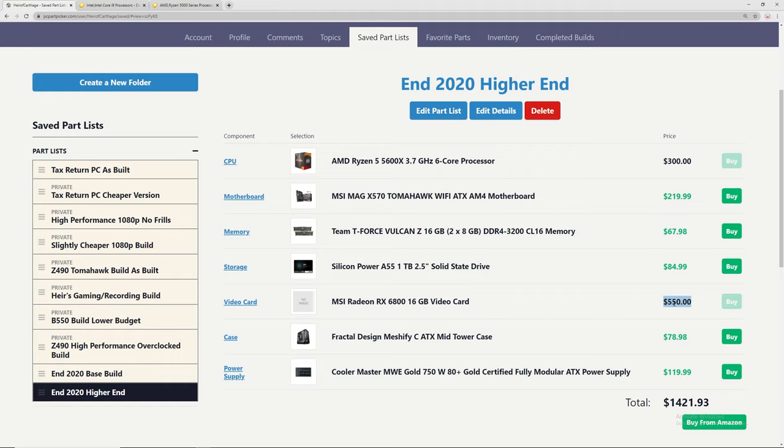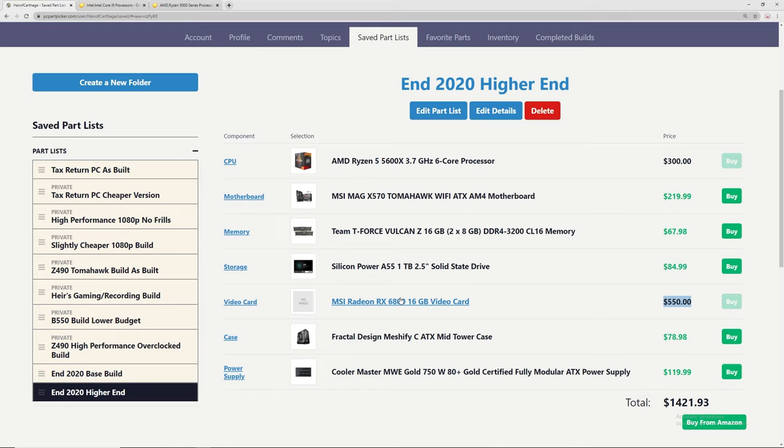It's a great card, assuming that you're not really into ray tracing. It's going to be the superior card. Now, if you want ray tracing, go ahead and swap this out for an RTX 3070. MSI has a few models of the 3070, and so do a lot of other companies. The MSRP on the 3070, I think, is $500. Get it as close to that $500 MSRP as possible.